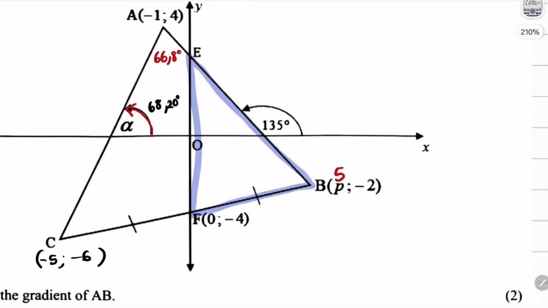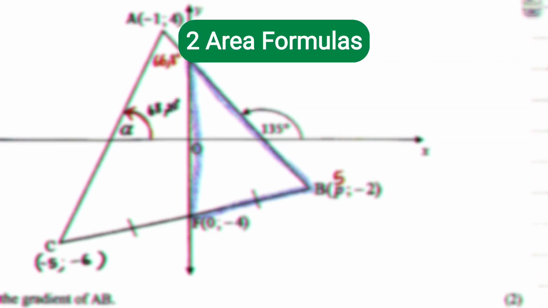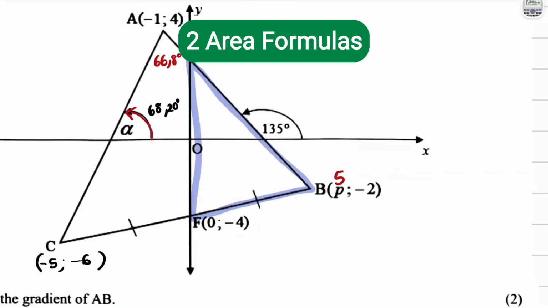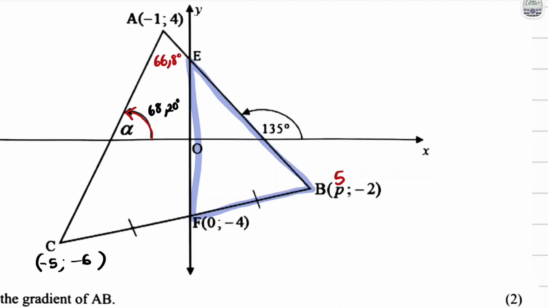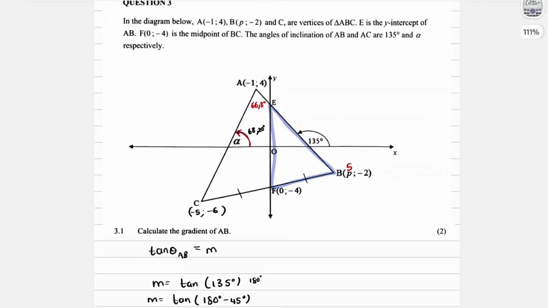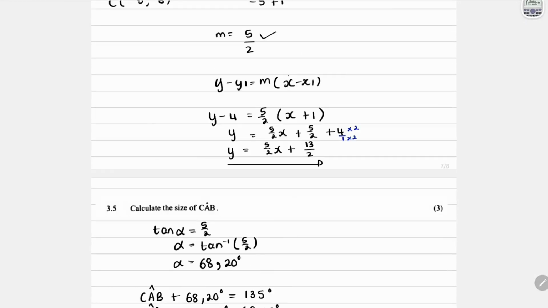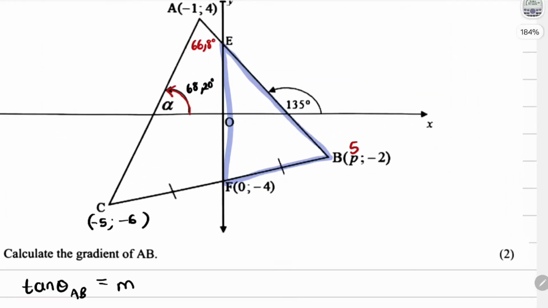And we have to find the area of this triangle. Remember that you have two area rules. You have the one where you don't have a perpendicular height, and the one where you have a perpendicular height. Let's see which one would suit this. Also, remember the mark allocation for this question. It's only 3 marks, so it's not really a long thing that we have to do.